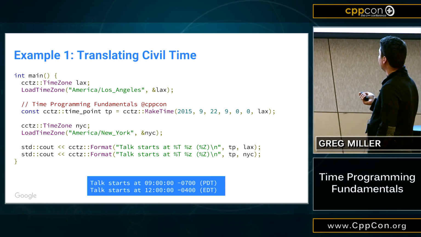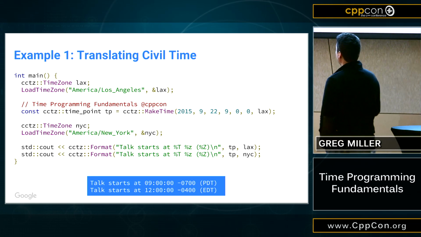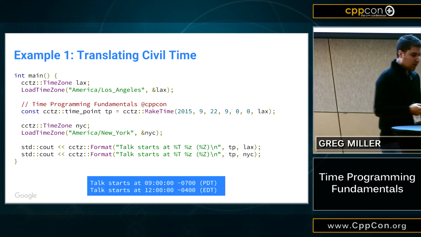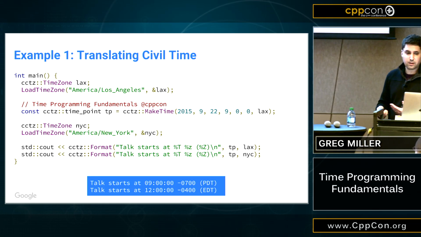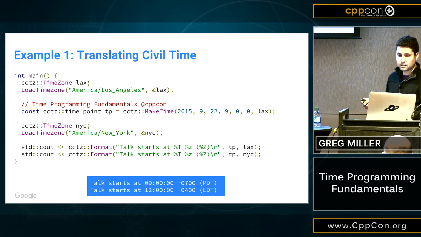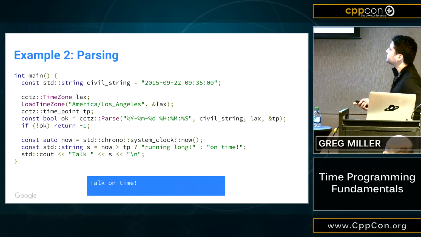And so the output of this program is: talk starts at 9 a.m. and a -7, that's PDT, Pacific Daylight Time, which is where we are right now. And the talk starts at 12 noon in Eastern Daylight Time. So it's very easy to translate a civil time from one time zone to another. And the things to note here are there's no mention of offset, other than the fact that I'm printing it just so we can read it here. I don't use an offset. I don't compute with an offset. All I'm doing here is just calling a couple of functions and perhaps converting types.